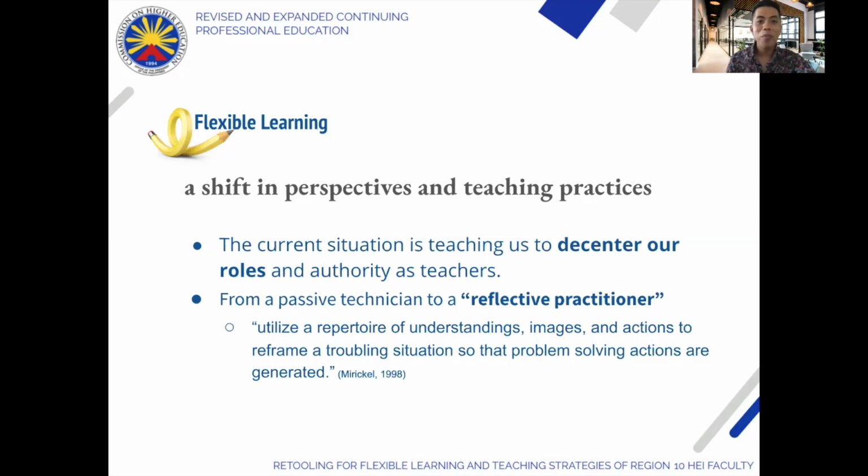But at the same time, we have to go back to our classroom, right? When a problem happens, or when a student drops out, or when a student is struggling to submit their requirements or is not able to access the materials, what do we do? We have to be reflective practitioners. We have to continually evaluate our teaching practices so that we can make good decisions, and at the same time make sound pedagogical decisions.